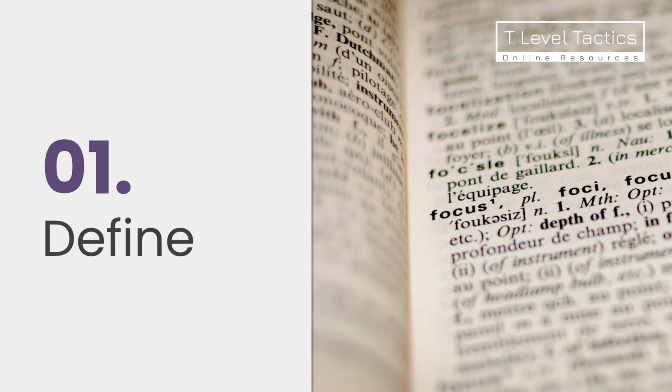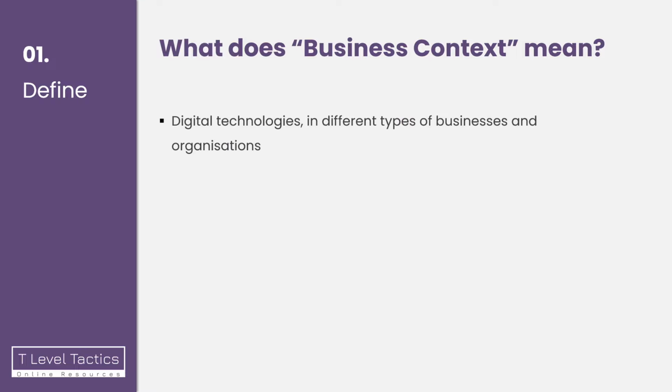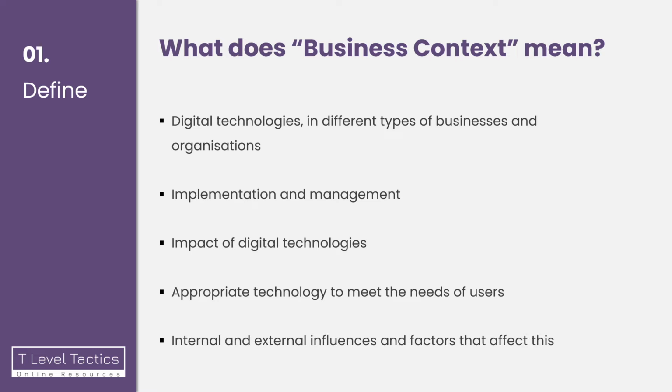So, what exactly does business context mean? Well, it's all about digital technologies in different types of businesses and organizations. And more specifically, it's about how they are implemented and managed. What's the impact of these digital technologies upon organizations? How we can make sure we're using appropriate technology to meet the needs of our users, and also any internal and external influences to the organization that might affect this.